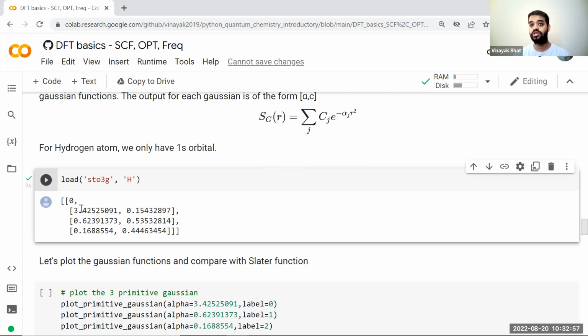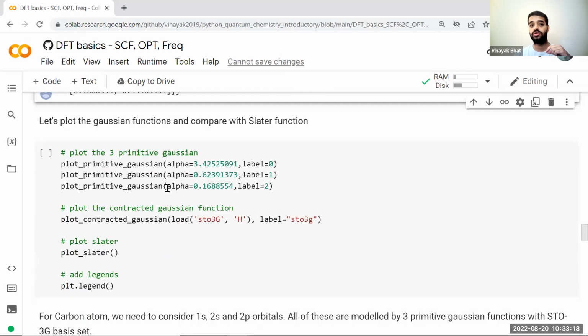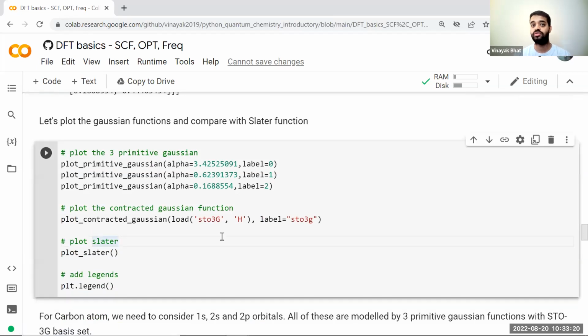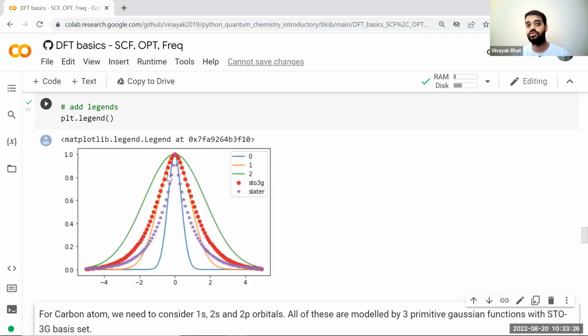Okay, so this is the alpha value that goes into this equation over here, and this is the coefficient for that Gaussian. So you have some fraction of one Gaussian, some fraction of the other Gaussian, some fraction of the third Gaussian. Because we have 3G, we have 3 Gaussians, and we can plot those Gaussians. Okay, so over here I do the plotting of those Gaussians, and we'll also see what the sum of Gaussians looks like. If you click on this, you'll see that the starred one is actually the Slater function. We approximated it with 3 Gaussians.